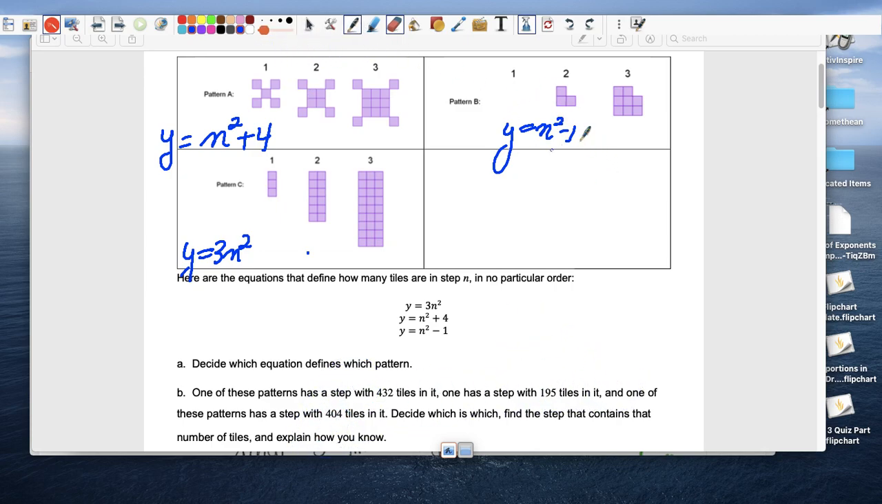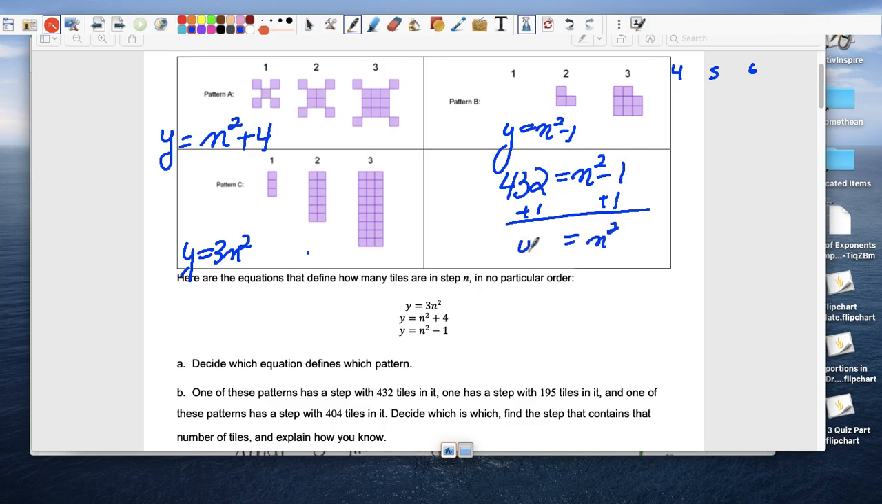Alright, so let's do this one, pattern B, and see which of these 3. So 4th term, 5th term, 6th term, 7th term, etc. Would 432 fall in here, or would 195, or would 404? We just don't know. So let's plug it in. I'll use that equation, and let's try 432. 432 is the total number of tiles, and n squared minus 1. If you do plus 1 on both sides, let's do plus 1, plus 1.